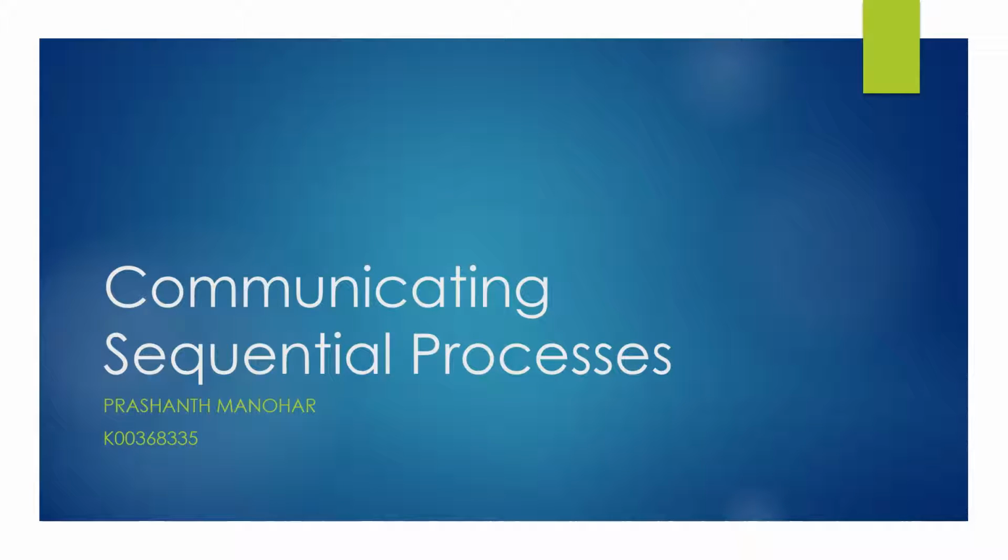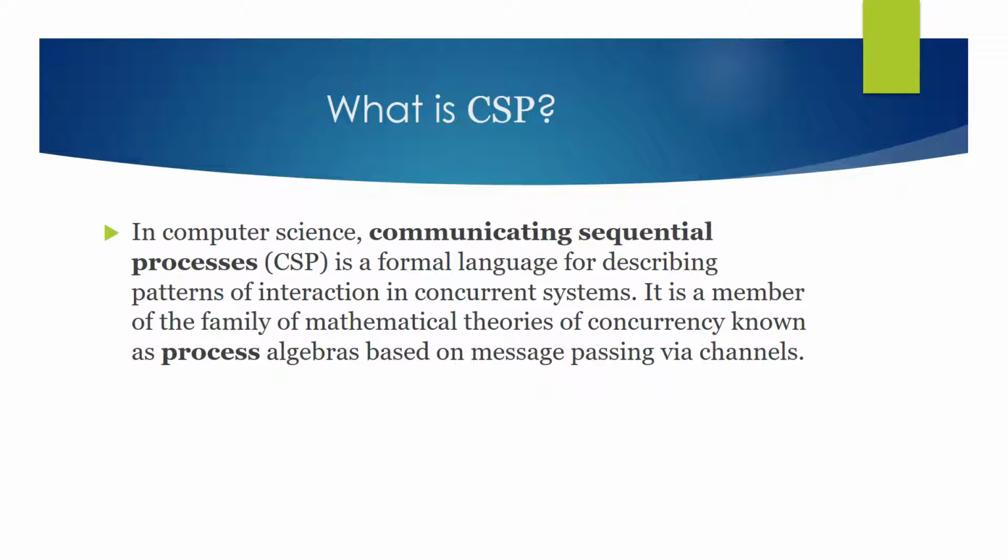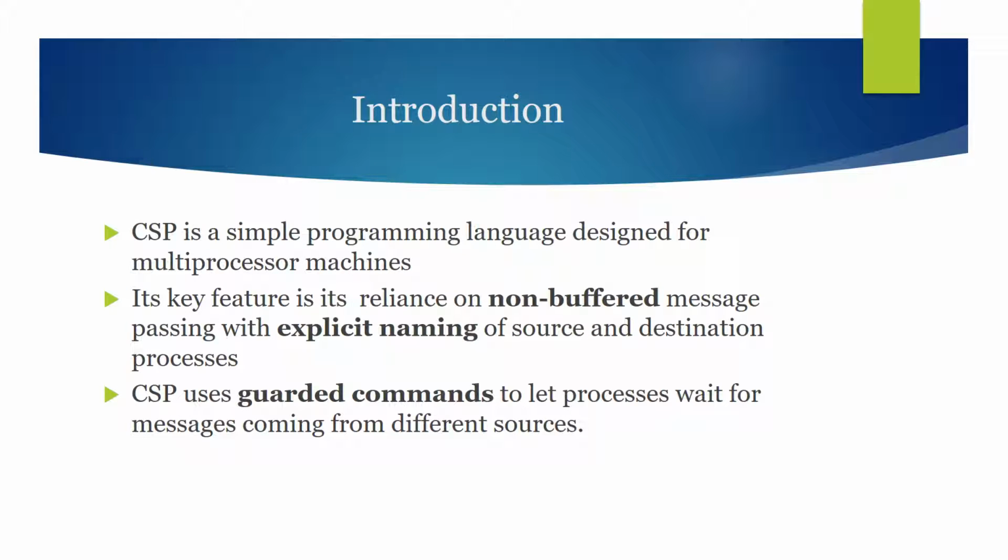I will be presenting our topic Communicating Sequential Process, or CSP. What is CSP? In computer science, communicating sequential process is a formal language for describing patterns of interaction in concurrent systems. It's a member of the family of mathematical theories of concurrency known as process algebras, based on message passing via channels.